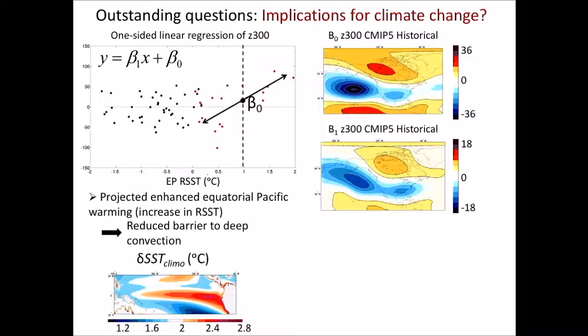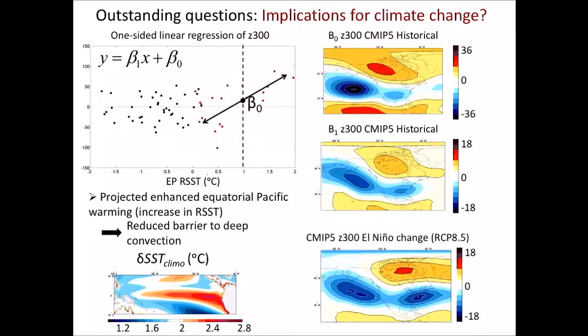So let's say that all I know is that this is how El Nino varies in the historical climate. I don't know how El Nino is going to change, and I don't know how the relationship between convection and the atmosphere is going to change. But the one thing I do know is how the climatological SSTs are going to change. So I would think that perhaps the El Nino teleconnection pattern is going to resemble this beta 1 term, because we're going to see more convective Eastern Pacific events relative to non-convective Eastern Pacific events just by this change alone.